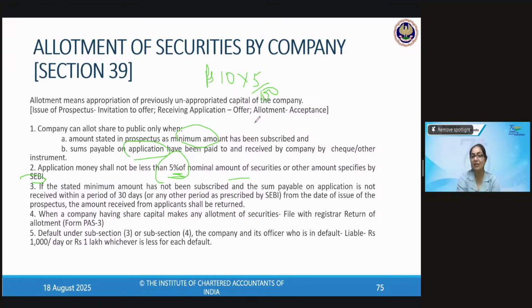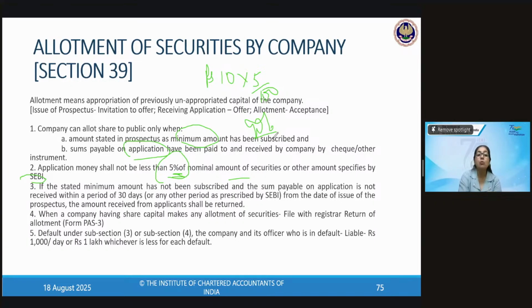Minimum subscription, as of now, it is 90% of the amount should have been subscribed, which keeps on varying because we have to follow SEBI guidelines first. So whatever is the minimum amount, it should have been subscribed, means 90% of the shares should be taken up by the public. And those shares which they have taken up, at least 5% of the nominal value should have been received as a share application money. Then only I can proceed further for the allotment of securities.